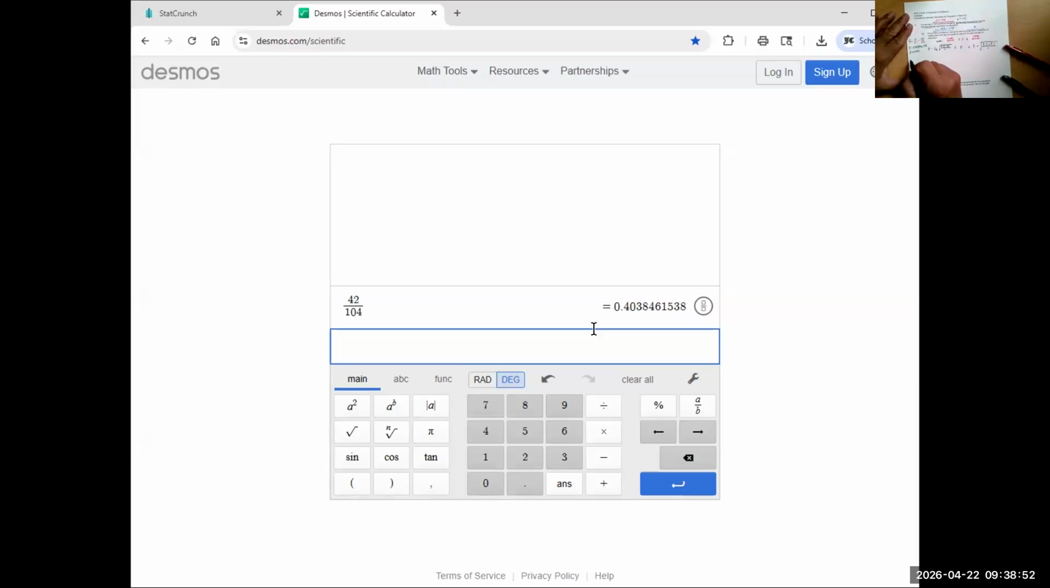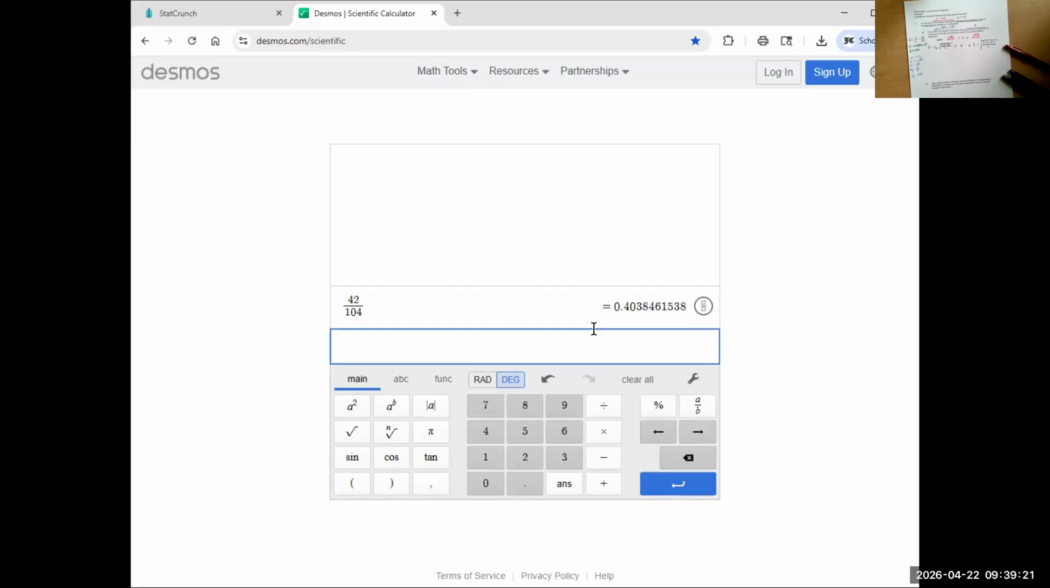So for our value for alpha, 1 minus our confidence level, 1 minus that 0.95, our alpha is 0.05, right? 100% minus 95%, 5%, 0.05. And we want to divide that by 2. So 0.05 divided by 2, our alpha over 2, is 0.025. That's our area in that tail of our normal distribution.